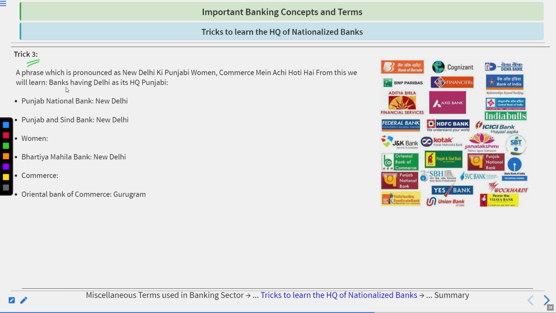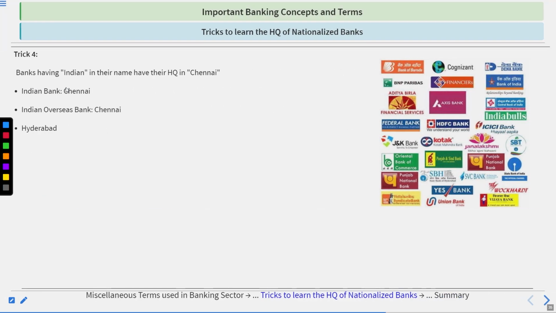Trick 3: a phrase pronounced as New Delhi की Punjabi woman, commerce में अच्छी होती हैं. From this we learn the banks having Delhi as their headquarters: Punjab National Bank, Punjab and Sindh Bank, Bharatiya Mahila Bank and Oriental Bank of Commerce. Trick 4: banks having Indian in their name have their headquarters in Chennai, like Indian Bank, Chennai, Indian Overseas Bank, Chennai. Trick 5: some banks' headquarters can be learned from their name only.